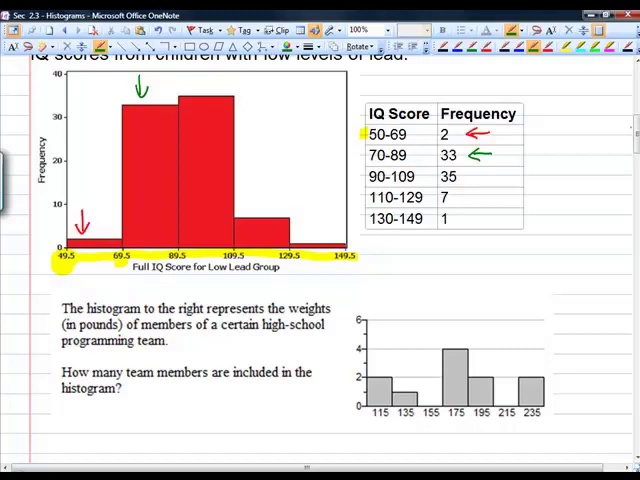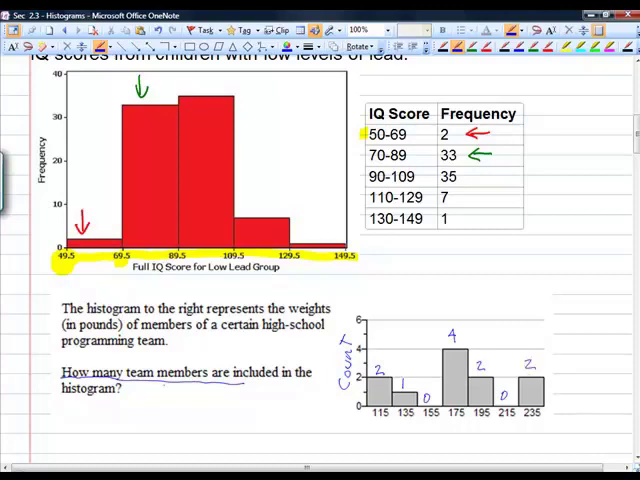The histogram to the right represents the weights in pounds of members of a certain high school programming team. How many team members are included in the histogram? Notice we have gaps here as well. These are the heights. In order to answer this question, all you've got to do, remember, is look at the count. How many people are included in this first class? 2, and the second one, 1, and the third one, 0, and the fourth one, and the next one, and the next one, and then 2.